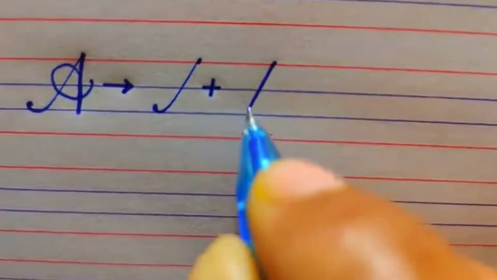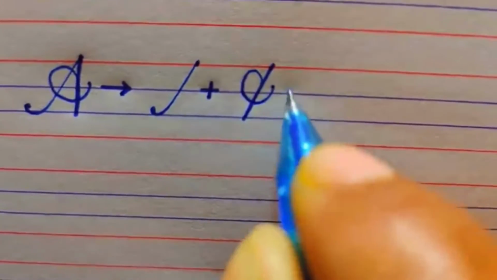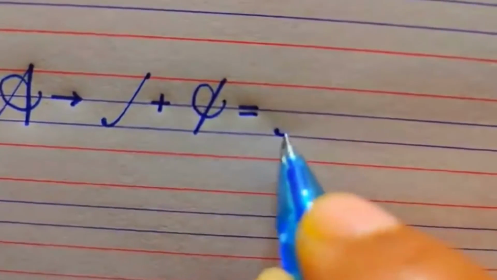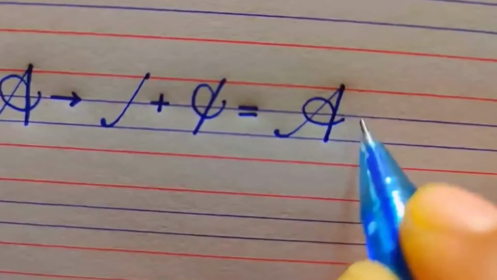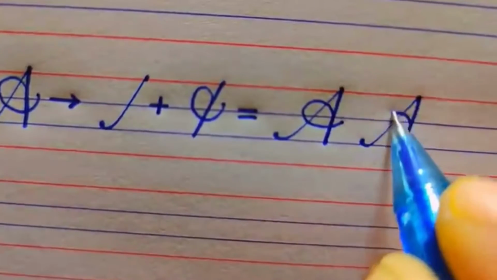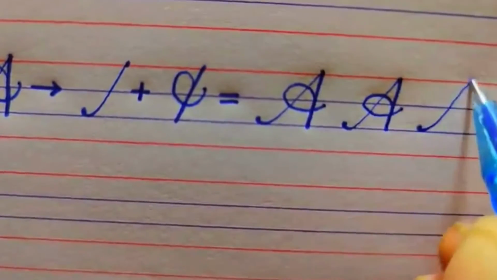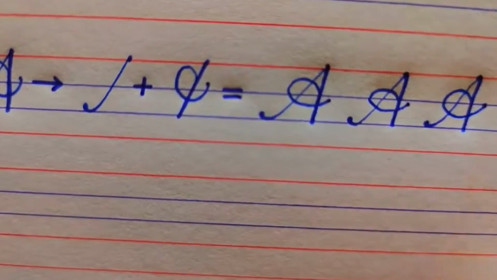Word A. First, the first letter of A plus the second letter of A is equal to A. Now B. It's called B.